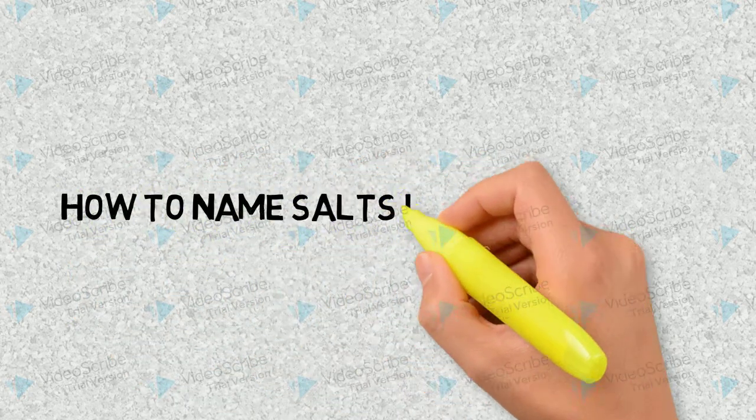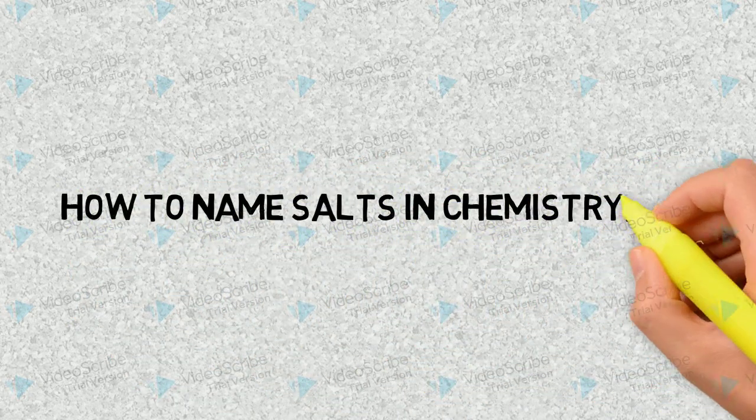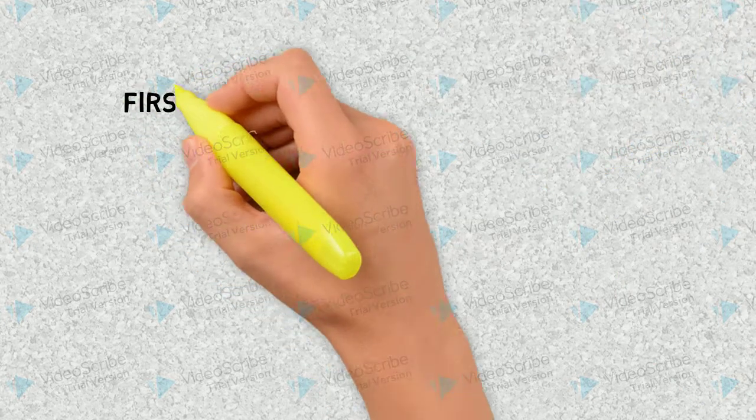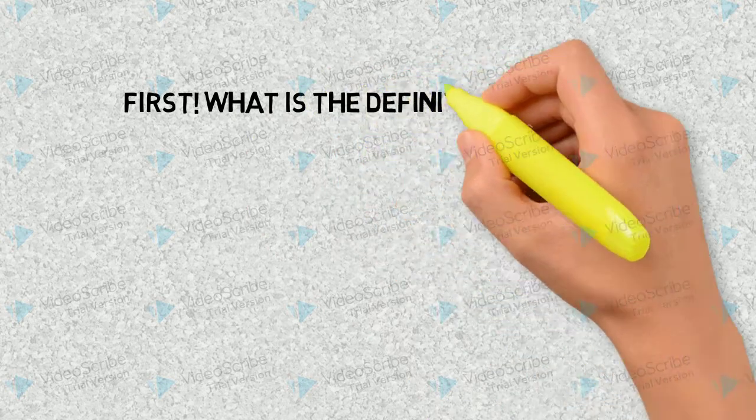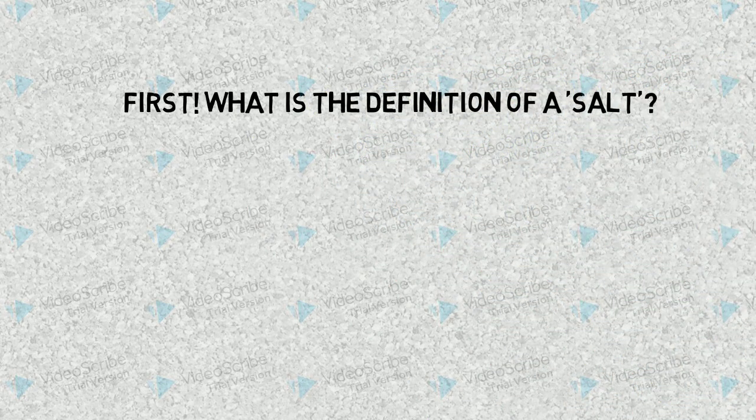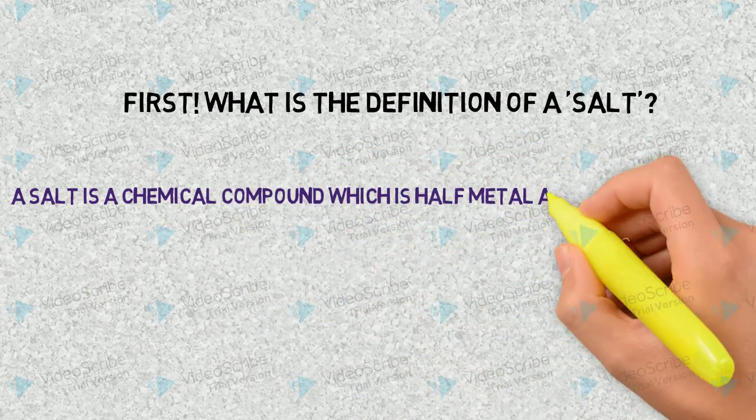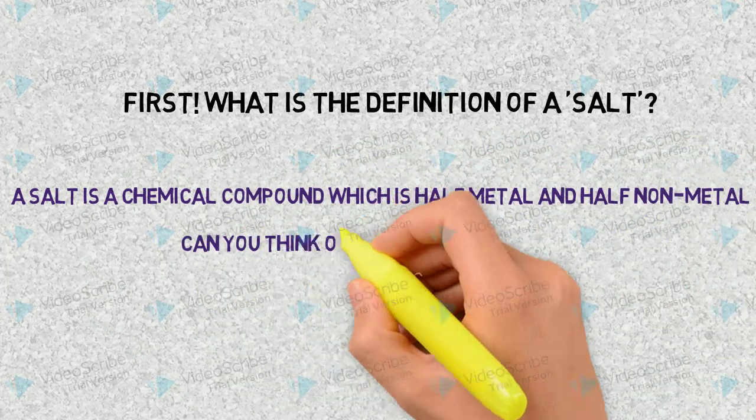How to name salts in chemistry in under 3 minutes. First, what is the definition of a salt? A salt is a chemical compound which is half metal and half non-metal. Can you think of an example of a salt?